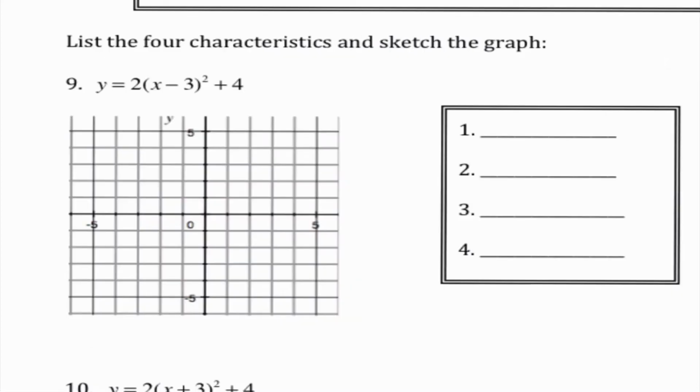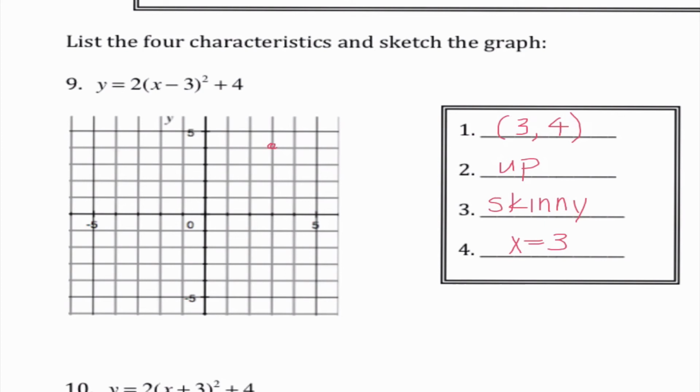Okay, so our first problem. Well, first, what I would expect you to do on your homework tonight. y equals 2 times the quantity (x minus 3) squared plus 4. This is already in vertex form. So I know that my vertex is (3, 4). My a value here is 2. So since 2 is positive, I know it's going up. Since the absolute value of 2 is greater than 1, I know that this is going to be skinny. And my line of symmetry is going to be the equation x equals 3.